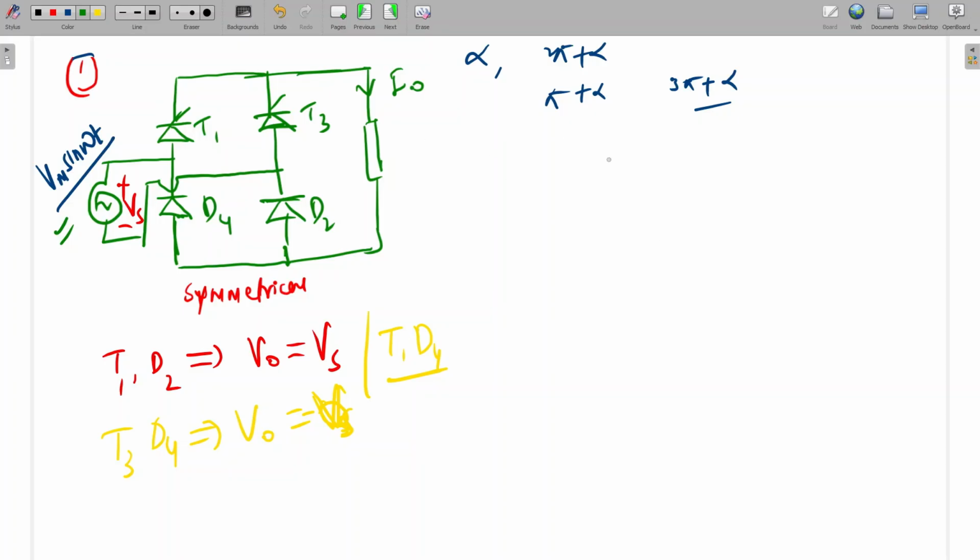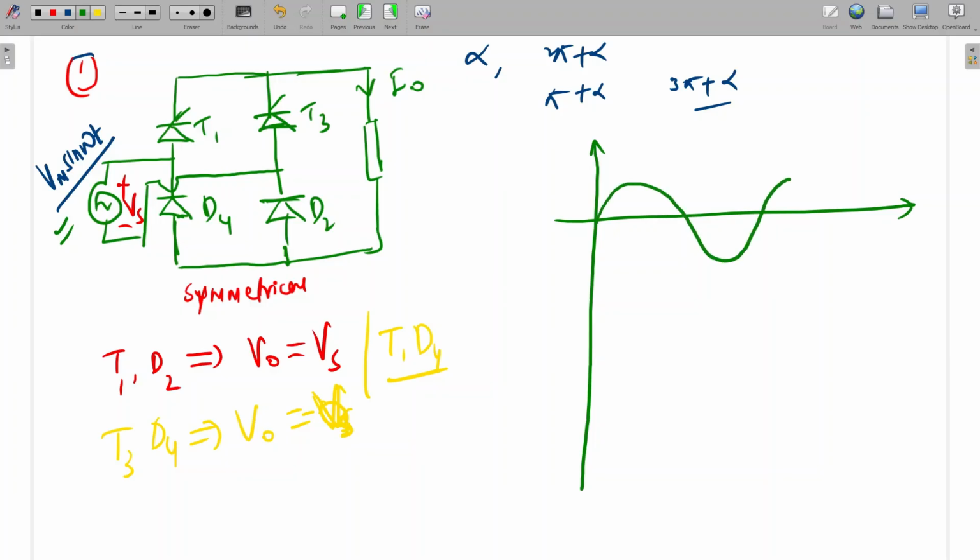See, so Vs, I am applying source voltage, sinusoidal voltage. So this will be a sine wave. And first T1 I am firing at alpha equal to 60. Alpha I am firing. So what will happen at alpha?